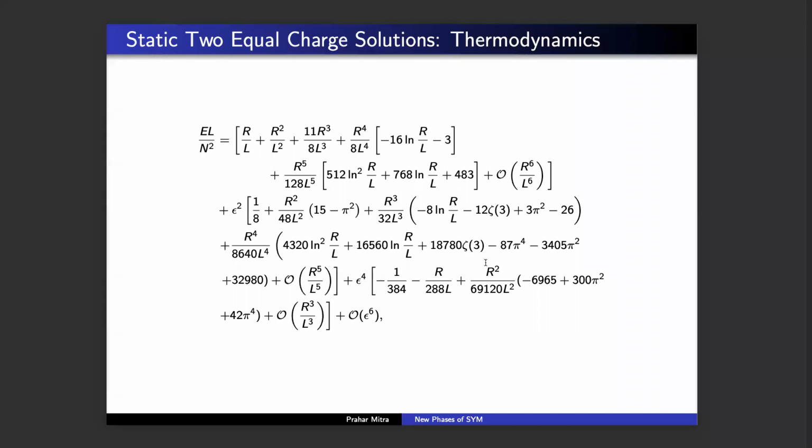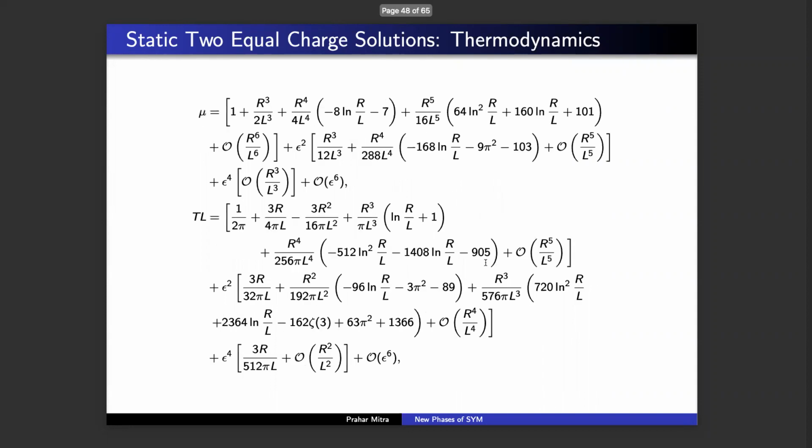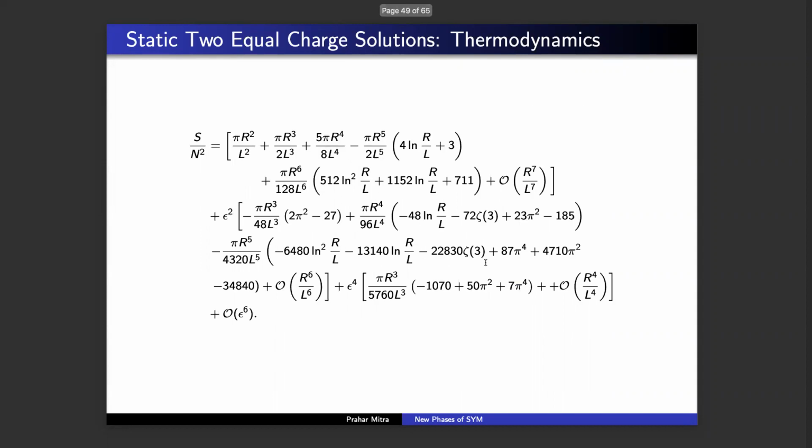So for the hairy solution, this is the energy. As you can see, it's a 2-parameter solution depending on R and epsilon. You can compute the charges, the chemical potential, the temperature, entropy. All of this can be computed in a perturbative expansion. And this is completely generic. You can do it to whatever order that you want.